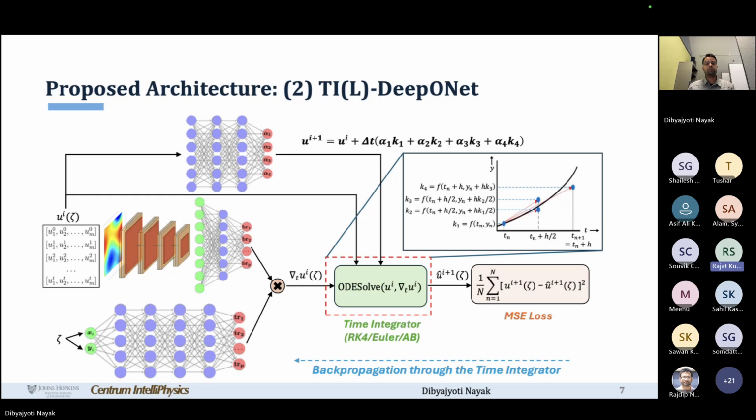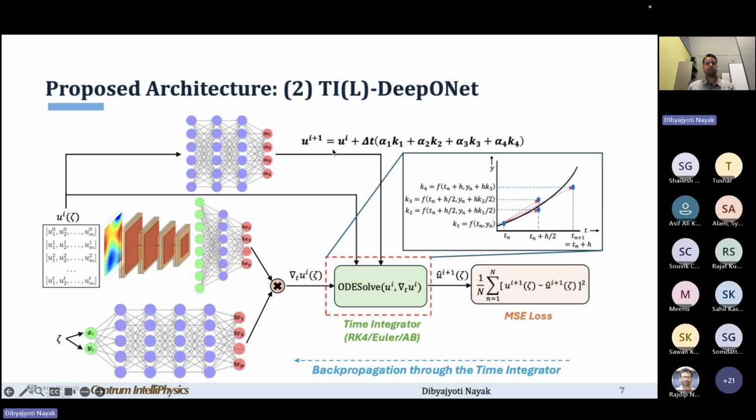Actually, my question is that I understand that you are using the trainable one. So once the trainable data, u_{i+1} you are getting, and also delta t you are getting from the DeepONet, what is the ODE solver actually doing here? That is my confusion, because I thought that in the ODE solver you are using the Runge-Kutta method.